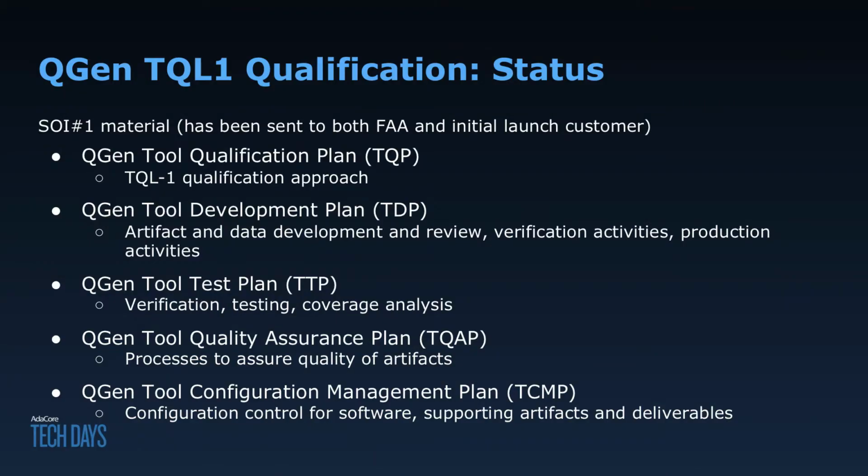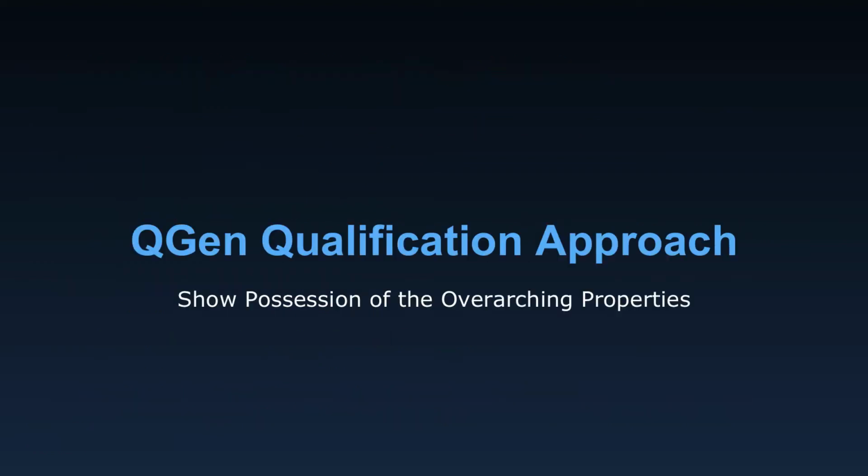And just to give you a little bit more detail, these are the materials that we have already prepared and sent to both the FAA and to our launch customer. As I mentioned, most of these materials focus on planning. So that's where we are in terms of roadmap, where we're going, and where we are in terms of our status. Now what I'd like to do is dive into the qualification approach that we're taking with QGen, because we're actually doing something different here.